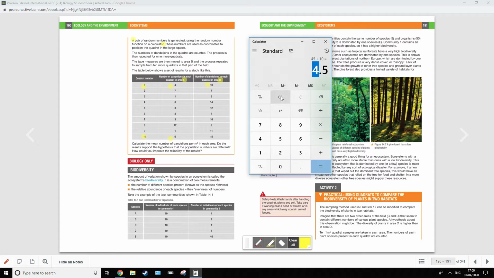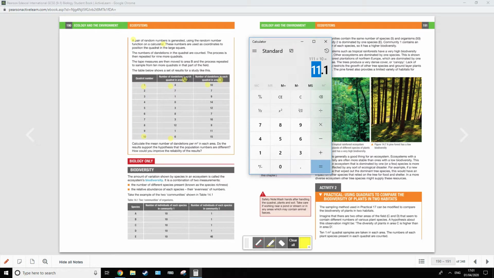Let's do this for the other one, see if there's a difference. Remember, it's 4 for area A. So for area B, we have 10 plus 7 plus 9 plus 14 plus 12 plus 7 plus 16 plus 9 plus 11 plus 16. We have 111, which is a lot more than area A. So let's divide this by 10. We will get 11.1, which is 11. So on average, in a quadrat, in a meter square area, you will have 11 dandelions in area B, but only 4 in area A.